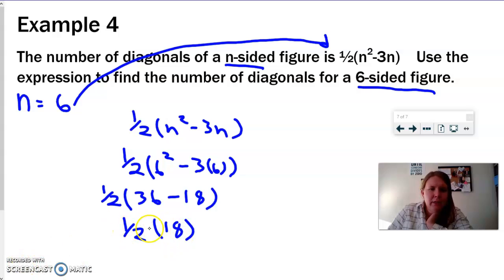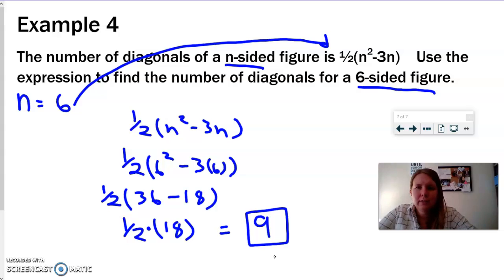Once I have that, I'm taking 1/2 times 18, which is a lot like saying 18 divided by 2, which actually gives me 9. So there are 9 diagonals in a 6-sided figure. So we will continue working on these problems here in class, and so I will see you guys then.